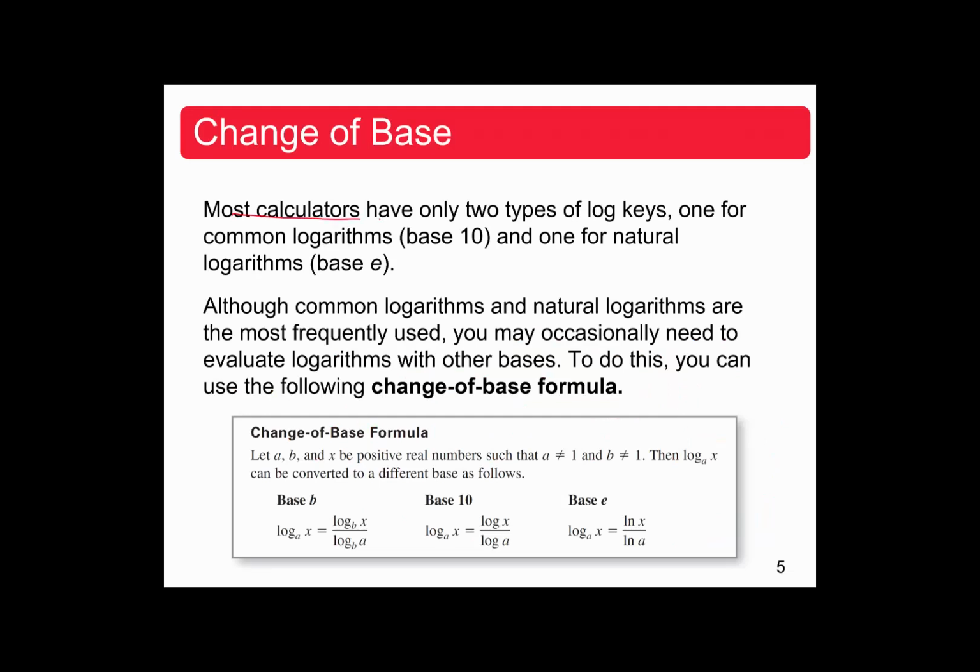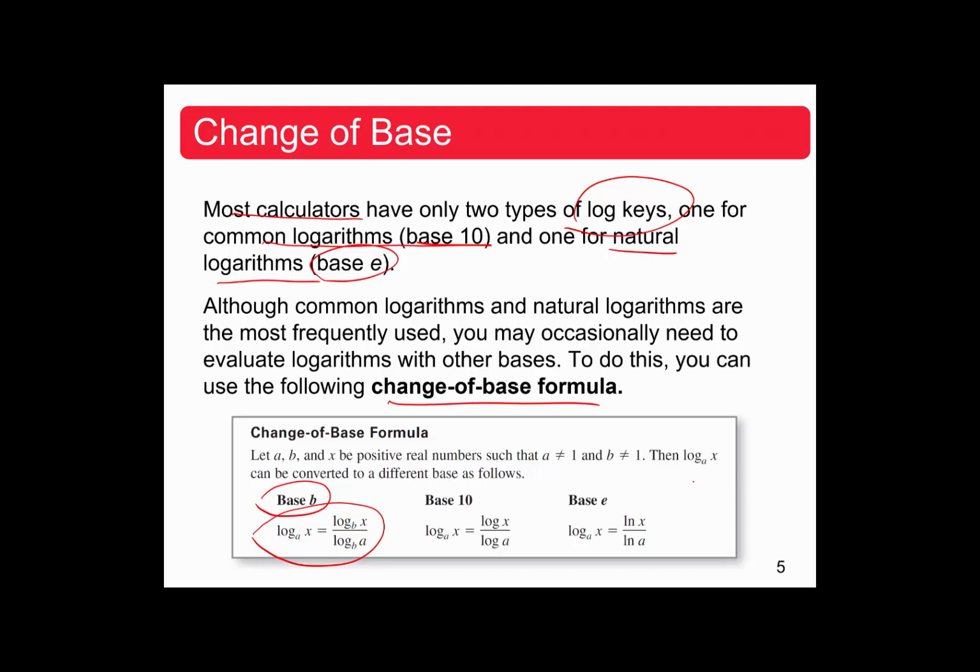Most calculators only have two types of log keys, one for the common logarithm, base 10, and the other for the natural logarithm, base e. So typically when you get something other than 10 or e, you use a change of base. So the change of base formula: log_a x, if you want to turn it into any base b, will be log_b x over log_b a. If you turn it into log with base 10, log_a x would be log x over log a. If you turn it into base e, log_a x would be ln x over ln a.